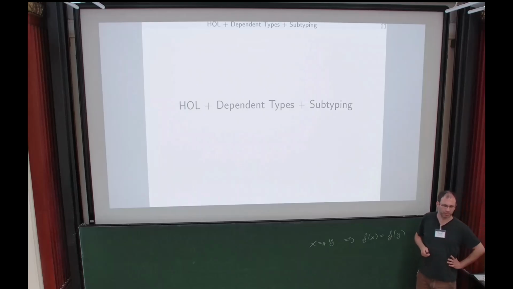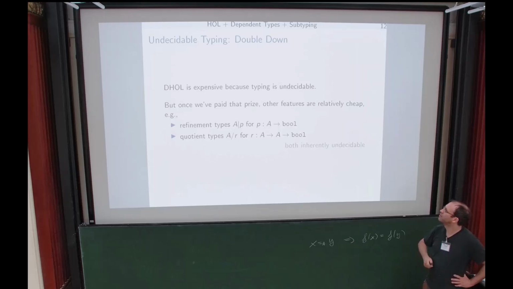Okay, now for the second part, adding subtyping. That's where it gets more vague, because we're in the process of doing that. The basic motivation is, if you want to build D-hole, you have to pay a very high price to make typing undecidable. So once you've paid that price, you may as well double down on it and look at other type constructions that usually introduce undecidable typing.